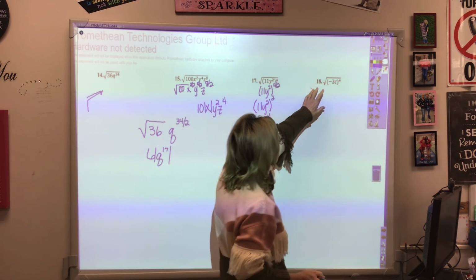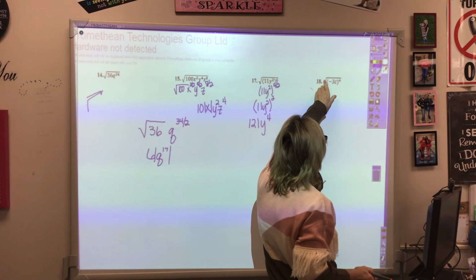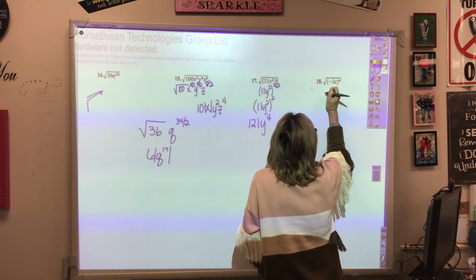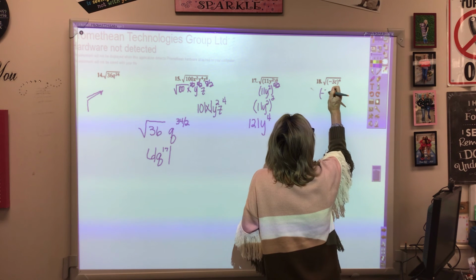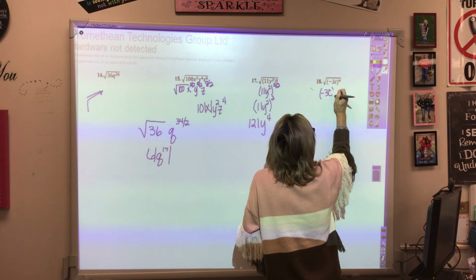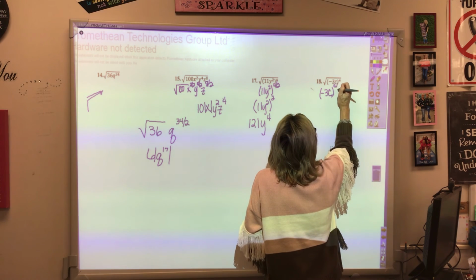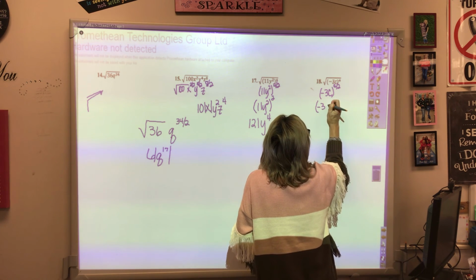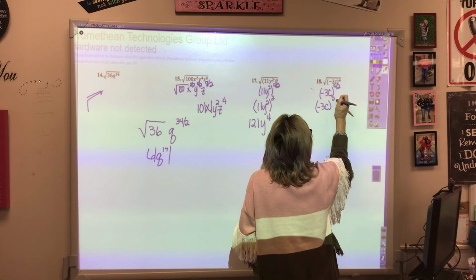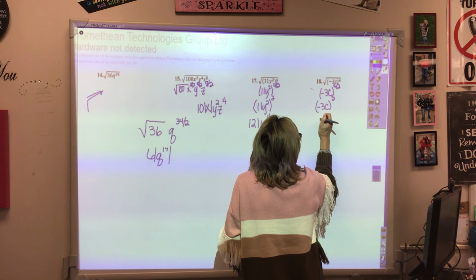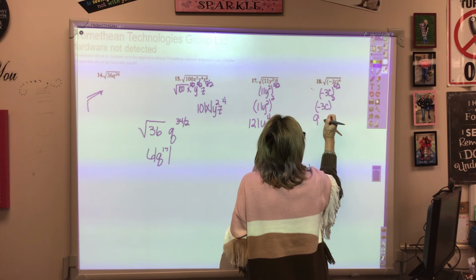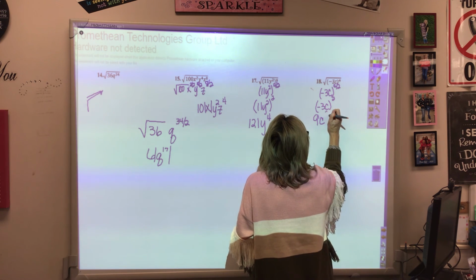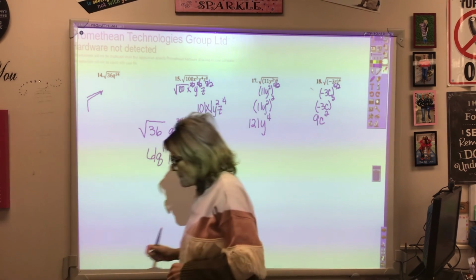This one's very similar. You're just going to divide by 2. Okay, so you're going to have negative 3c to the 4th divided by 2. So that's going to give us negative 3c squared. Well, negative times negative is a positive. So this will be 9c squared.